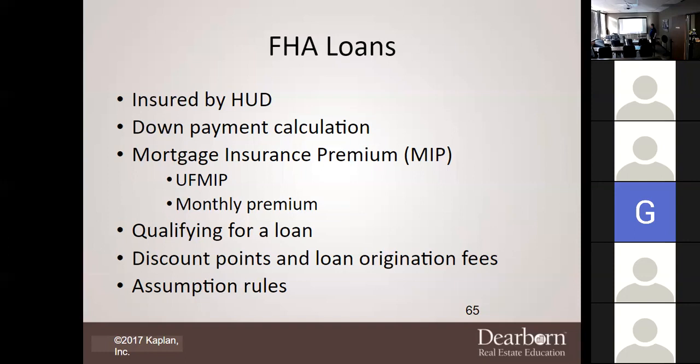And the assumption rules. Some loans can be assumed, meaning, Mr. Eugene, you may have an FHA loan at 2%. Now all of a sudden, prices have gone up, there's a 7% interest rate now, and Stefan wants to buy your house. Well, if Stefan can qualify to meet the terms of your FHA loan, he may just assume your note and continue to pay it out at the lower interest rate.